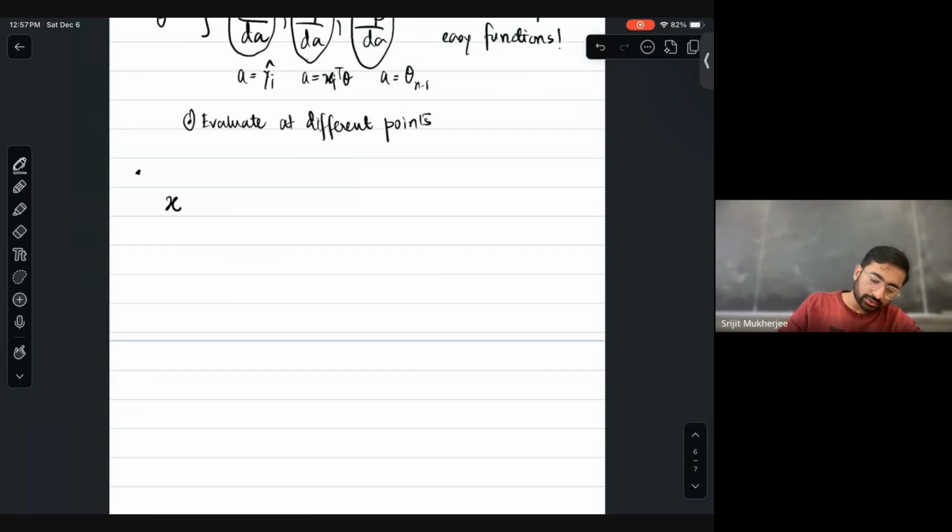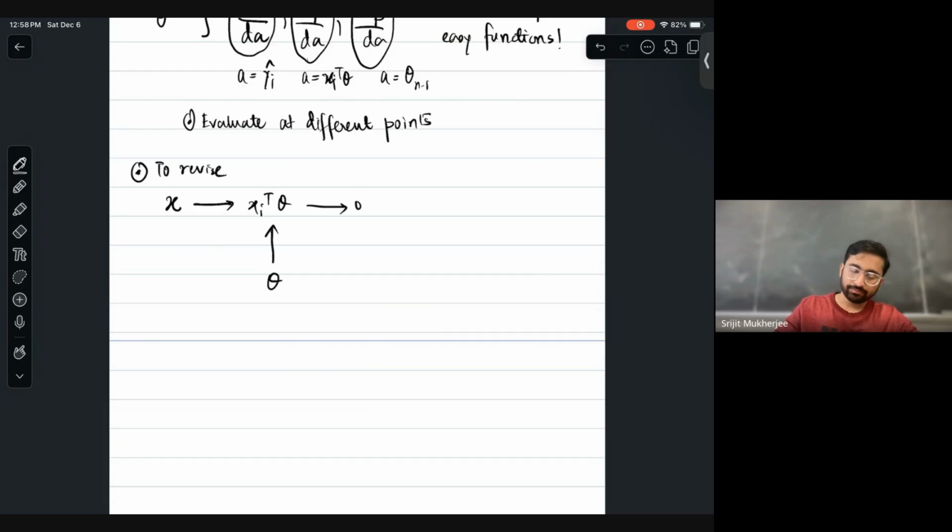So to revise, this is the structure. You can think of xi transpose theta as the theta input. And then there is a sigma. And then there is a loss. This theta is constant here. This theta is the only variable. All of them are constant. So let's call it not xi, but x. Now, of course, you have y here, the y input.